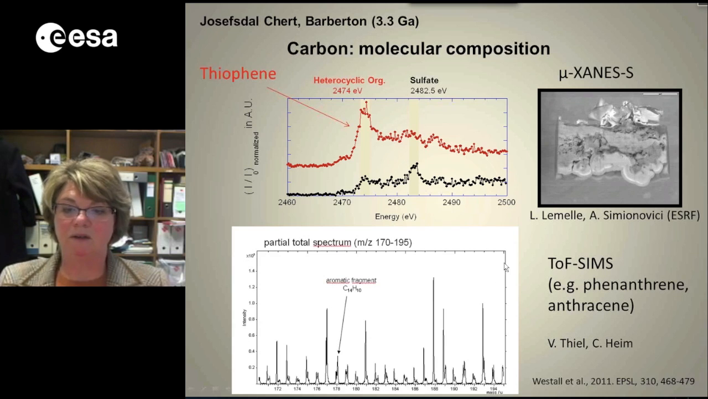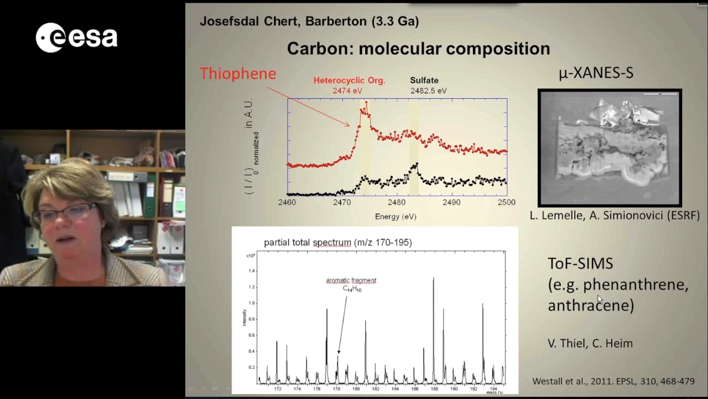And using the original sample, Volker Thiel and Christine Heim at the University of Göttingen have used biomarker analysis to identify other aromatic fragments, the largest of which is C14, and they found phenanthrene and anthracene. Now, all of these molecules are very, very basic. You could call them PAHs, polycyclic aromatic hydrocarbons. The thing that differentiates these molecules from those that we find in meteorites, for instance, abiogenic carbon molecules, is that they are more complex, slightly more complex.